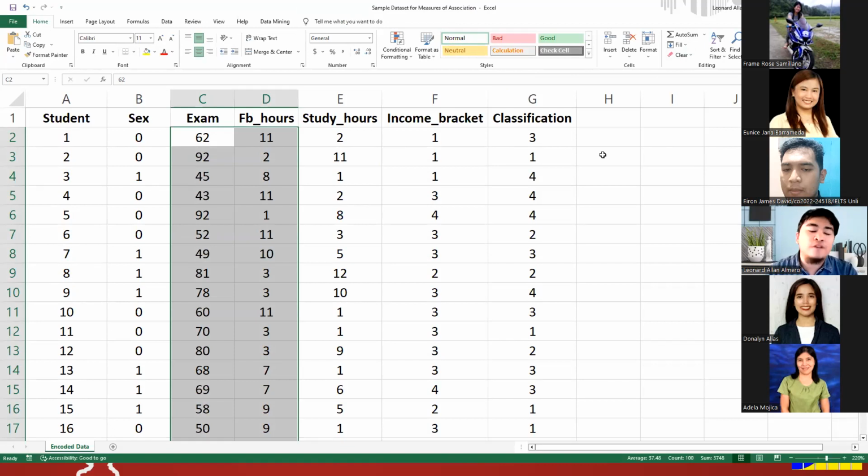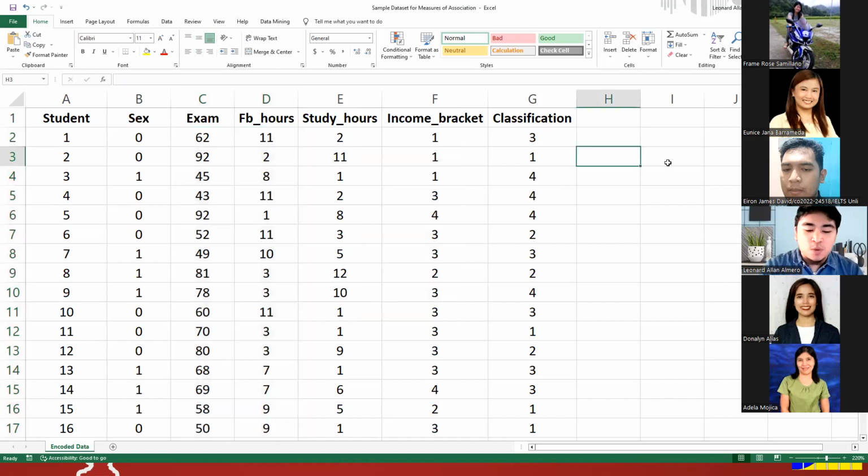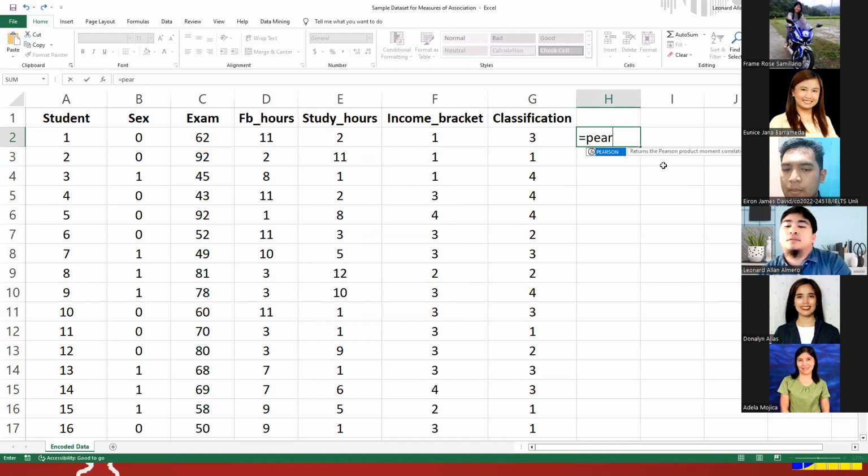But there are graphs na subjective. Yung, para sa akin, pababa yan. Para sa iba, pataas yun. So, kailangan natin ng eksaktong measure. That's why we have the Pearson correlation coefficient. At ang function po natin dyan sa Excel ay equals PEARSON. Tapos, piliin nyo lang po yung array 1 and array 2.